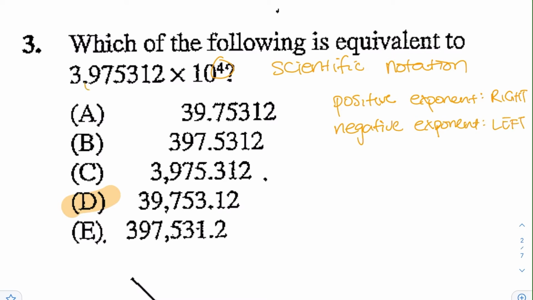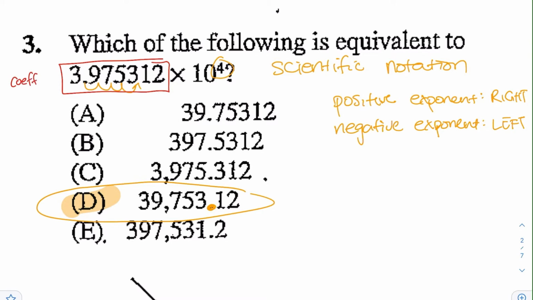So here we move 4 places to the right. So now the decimal point will be between 3 and 1. And we see that for choice D, the decimal point is between 3 and 1. So the answer is choice D. For scientific notation, one thing to keep in mind, this number in front, called the coefficient, must be greater than or equal to 1, but less than 10.